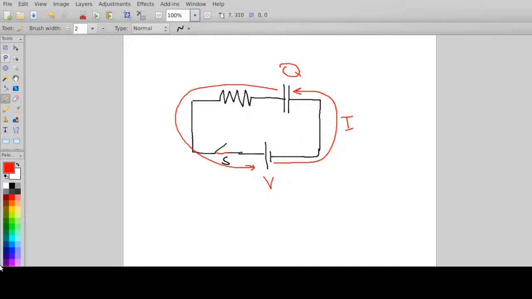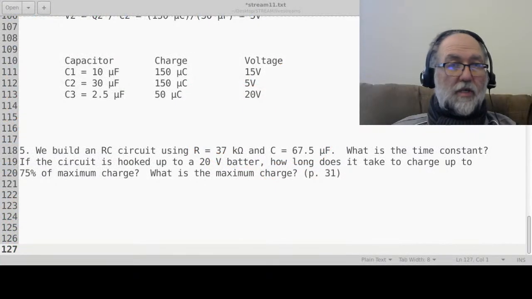Okay, so what limits how quickly this charges up is not only the capacitor, because the bigger the capacitor, the longer it'll take, but also the resistor, because the bigger the resistor, the longer it'll take, because the resistor is going to limit the current. And the capacitor is going to limit how much charge you can get on it. So there's a little bit of a refresher of the underlying physics.